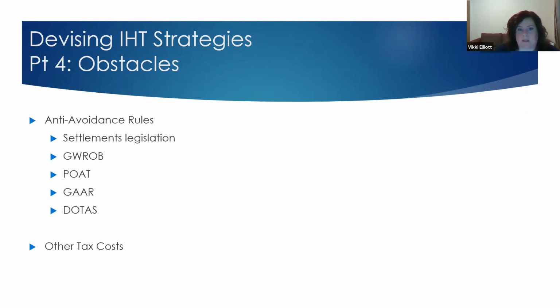The most common ones that you're going to come across are the associated operations legislation, gifts with reservation of benefit, and pre-owned asset tax. But it's also worth keeping an eye on more general issues, the general anti-abuse rule, and also the DOTAS rules as to whether or not what you're doing needs to be disclosed to HMRC in advance.